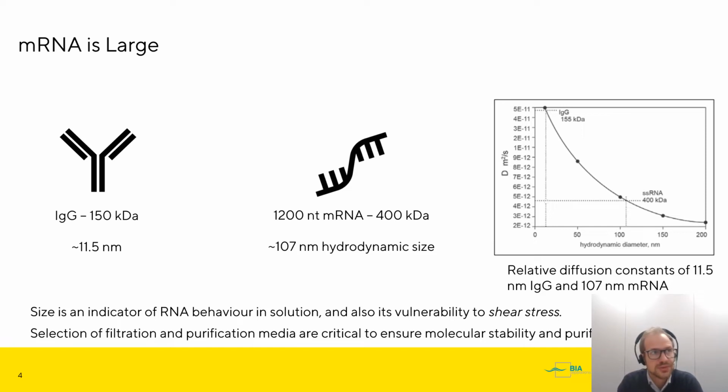That has a consequence on its physicochemical characteristics, namely it has a very low diffusion coefficient, namely it diffuses very slowly in solution, and so traditional purification approaches, as we shall see later, are inadequate and may lead to low-yielding purification processes, to damaged products, and as such we need to develop purification approaches that are suitable for the size and physicochemical properties of mRNA.